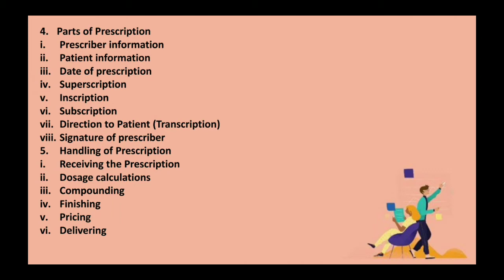So receiving of the prescription means the pharmacist should himself receive the prescription. It includes the reading of the prescription and checking of the prescription. Reading of the prescription means the prescription should be completely and carefully read from top to bottom. Then checking of the prescription means the prescription should be checked for any incompatibility.